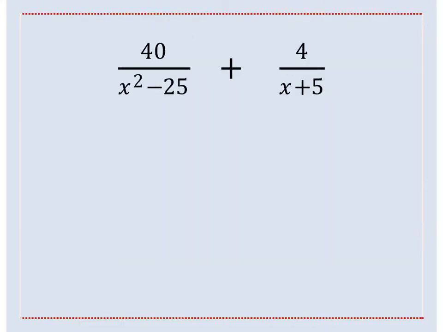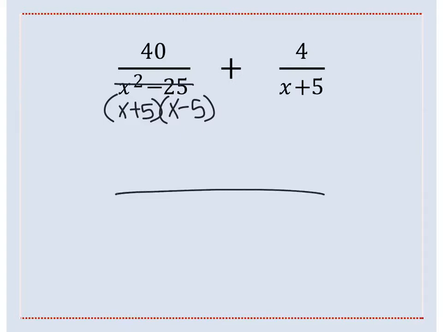Last question of the day. Now this one starts off with this x squared minus 25, which we should be able to look at and see that it is a difference of squares. A difference of squares means we can take the square root of the first one, we can take the square root of the second one, and it's a minus sign. So that actually factors to x plus 5, x minus 5. So now, what is my least common denominator? My least common denominator is x plus 5, x minus 5.